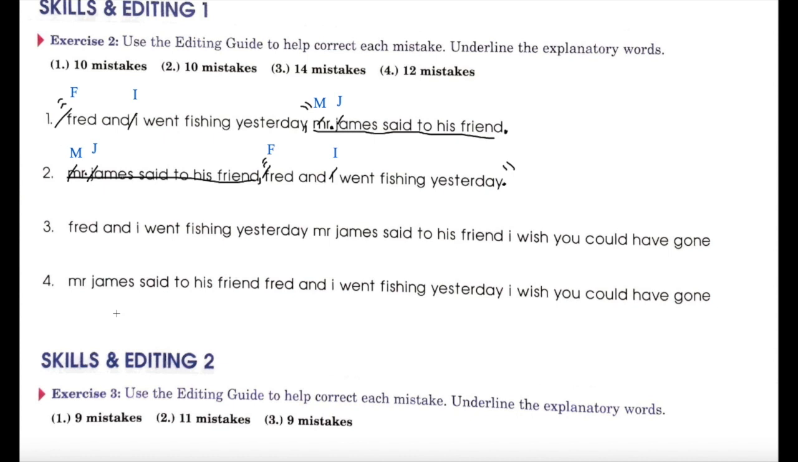Mr. James said to his friend, I wish you could have gone. All right, we have 2 sentences that are quotations, and we have explanatory words in the middle. Underline your explanatory words. Mr. James said to his friend. Put quotation marks around both sentences.